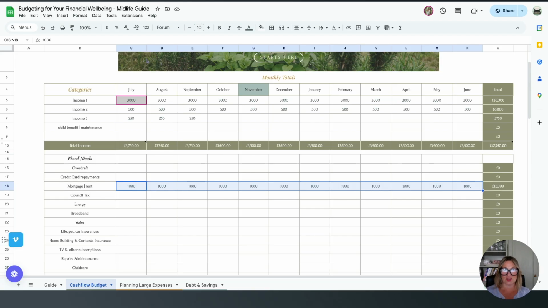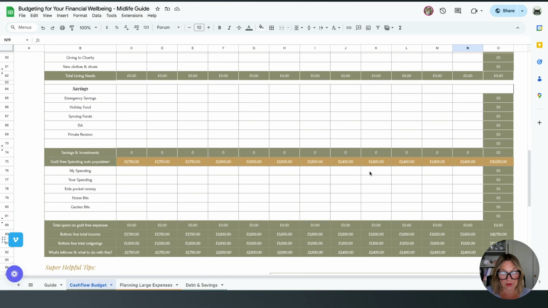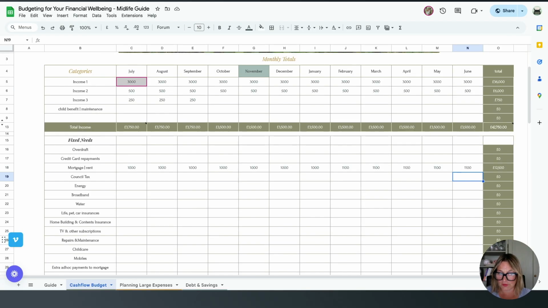The cogs will start to turn for you and it will feel really, really different rather than managing it month to month. Let's just say, however, come next year, perhaps February, your mortgage or rent is going to be increasing. You need to take that into account because it will obviously make a huge difference. So let's just say we know in advance it's going up by 100 quid. And there we are. That's obviously going to make a really big difference when it comes to looking at our guilt-free spending because it's going to be decreased by £100. It automatically works out for you.